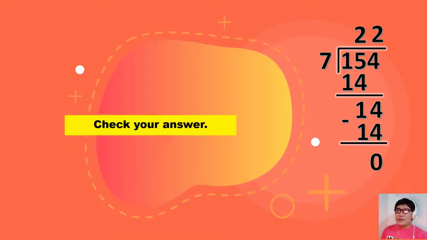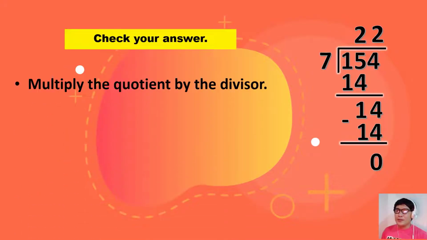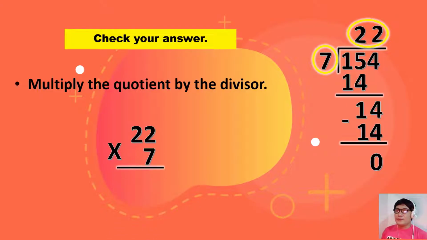Let us check your answer. To check your answer, you have to multiply the quotient by the divisor. So 22 times 7. 7 times 2 equals 14. Bring down 4, regroup 1. Then 7 times 2, 14 plus 1 equals 15.